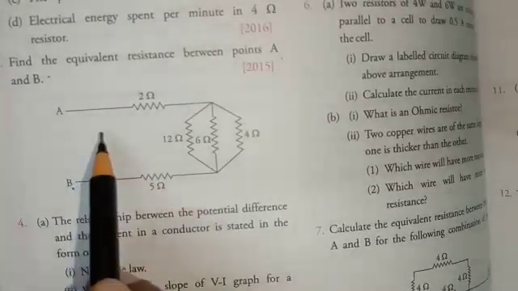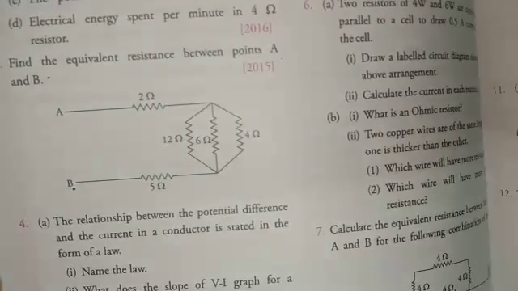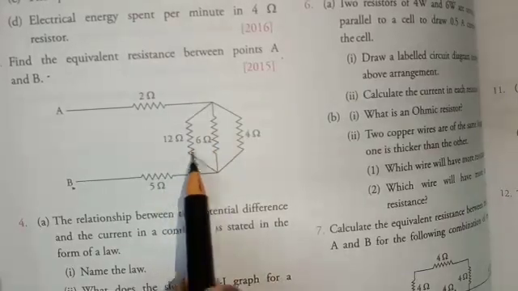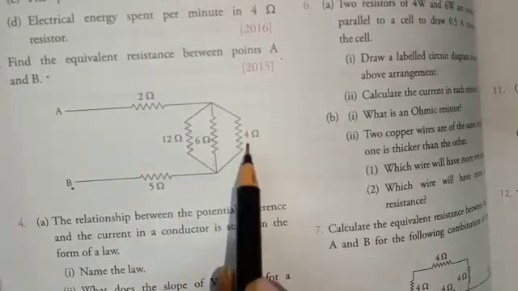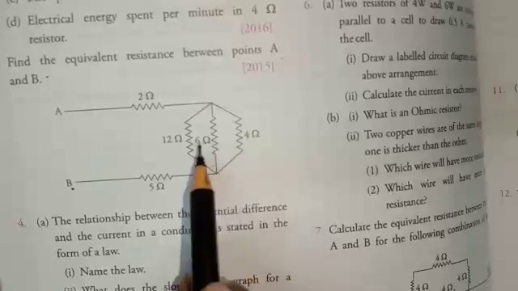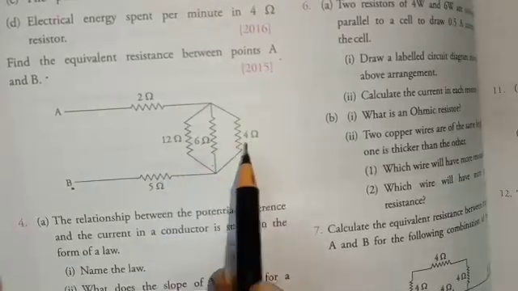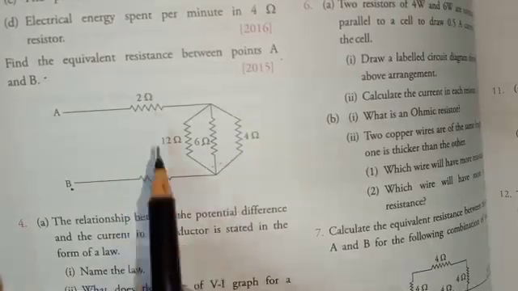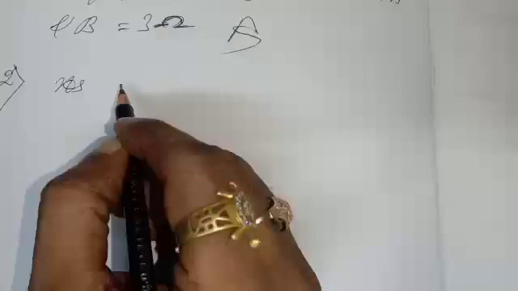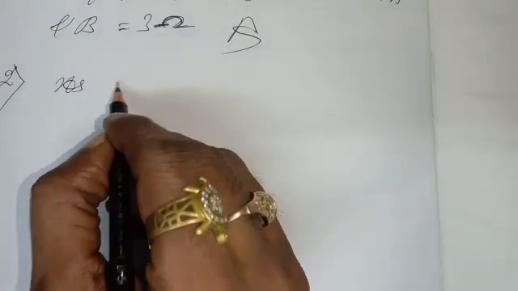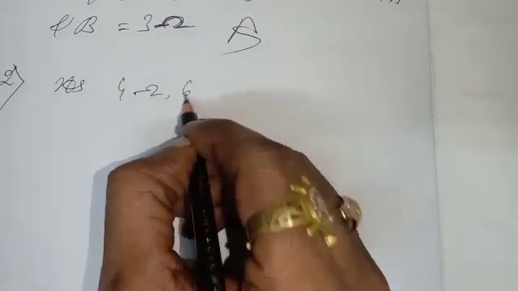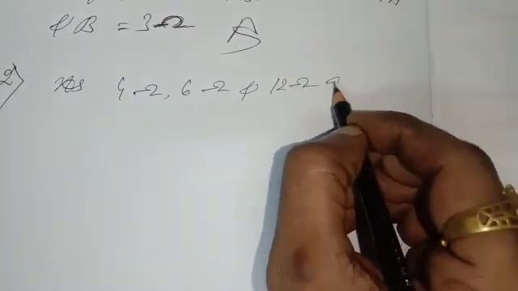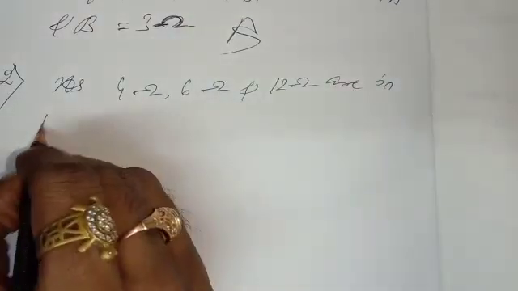Before going to find, you have to study the figure in which resistors are in series, which are in parallel. Now you see this 12 ohm, 6 ohm and 4 ohm. All the three resistors are in parallel. You have to first find the parallel combination. After that, you have to add the 2 ohm with the 5 ohm. Let's see. 4 ohm, 6 ohm, and 12 ohm are in parallel.